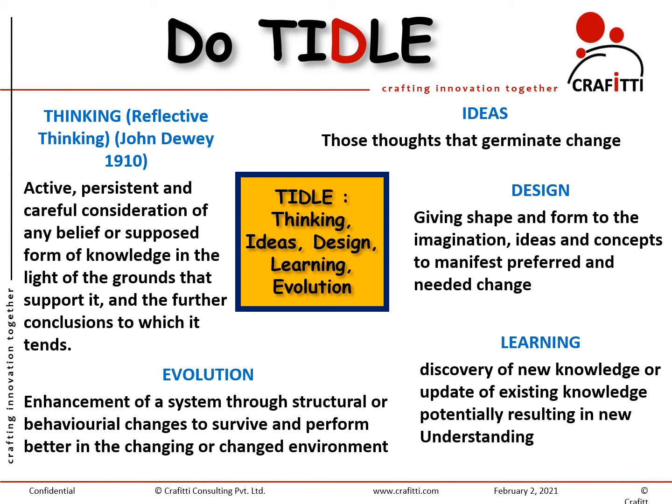Once you have the ideas, we need to give shape and form to the imagination, ideas and concepts to manifest the preferred and needed change that we talked about. And this is where the elements of how we construct that change, how we configure or create that change come in. The how part comes into the picture in design. The how part of making those ideas happen in real life is where the technical part of doing innovation starts, when you start creating the change that you prefer or need.